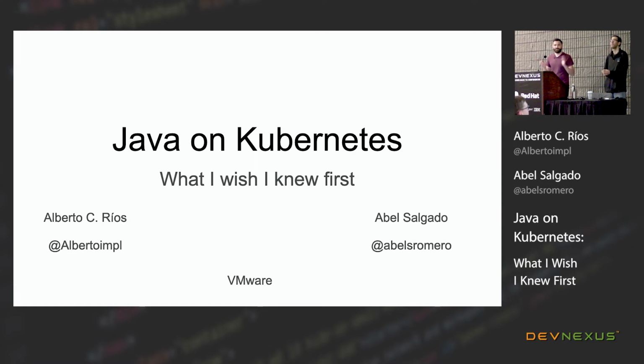Okay, so let's start from zero, I guess. So thank you very much for coming over. My name is Alberto Ríos. I work from VMware, and I'm based in Seville, Spain. And I'm here with my colleague Abel Salgado, also from VMware, and he's based in Barcelona in Spain.